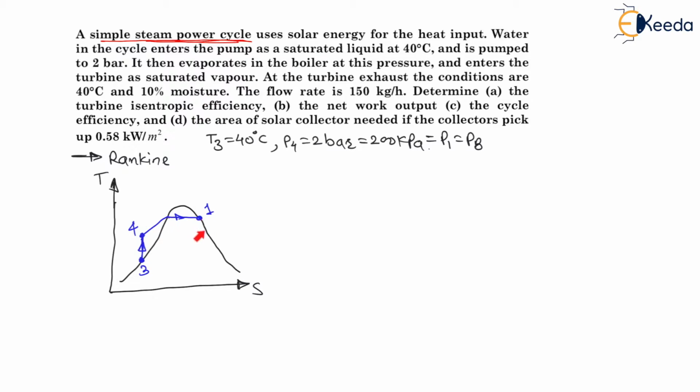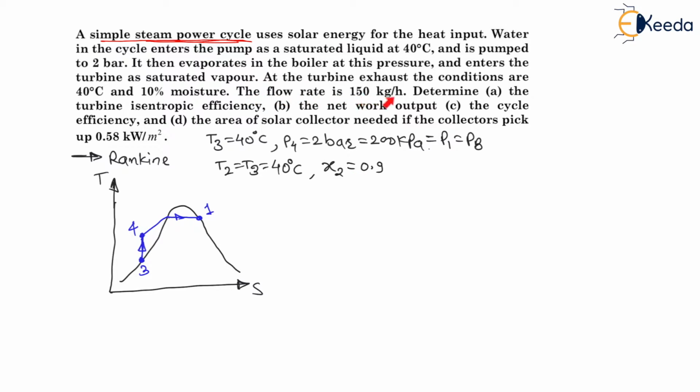Now my dear students, from 1 to 2 there will be a turbine expansion, and at the turbine exhaust, that is point 2, the temperature is given as 40 degrees Celsius. Therefore we can say T2 is equal to T3, 40 degrees Celsius, right? And moisture is 10%. 10% moisture means 90% vapor, and 90% vapor means dryness fraction will be equal to 0.9. Therefore here quality at turbine exhaust x2 is given as 0.9.